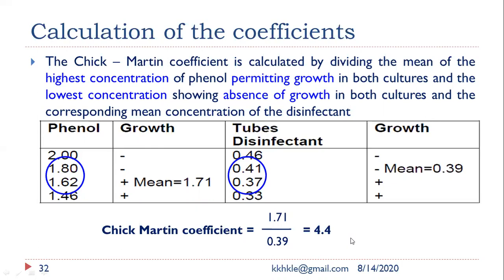So the mean of the highest concentration which is permitting the growth, and the lowest concentration which shows the absence of the growth, is taken. And the Chick-Martin coefficient is the mean concentration of the phenol divided by the mean concentration of the test disinfectant. Simply dividing the mean concentration of the phenol by the mean concentration of the test disinfectant, you will get the Chick-Martin coefficient. So this is how the Chick-Martin coefficient is calculated.